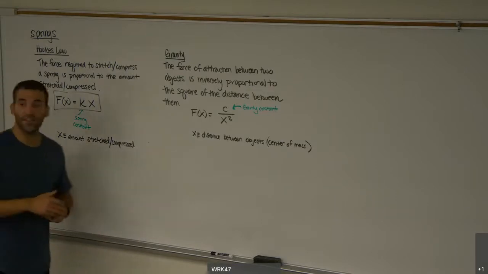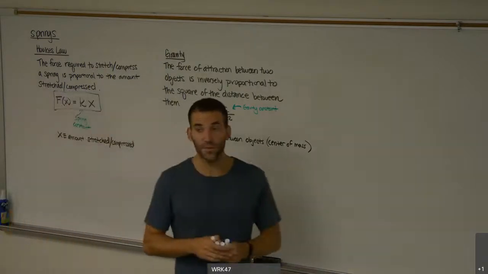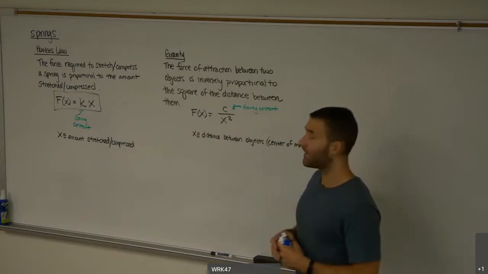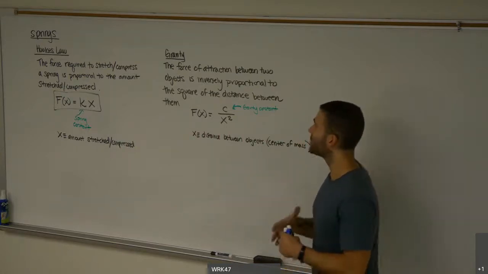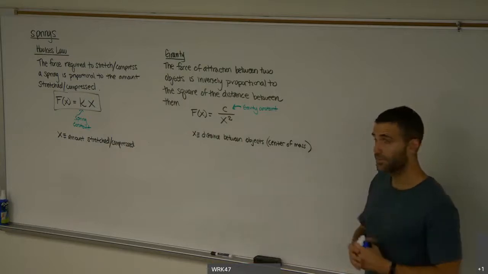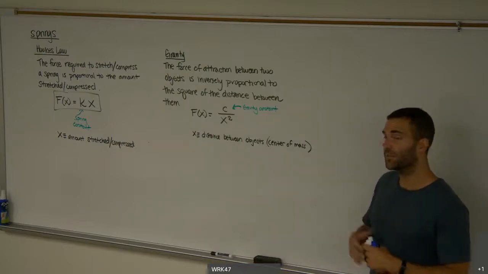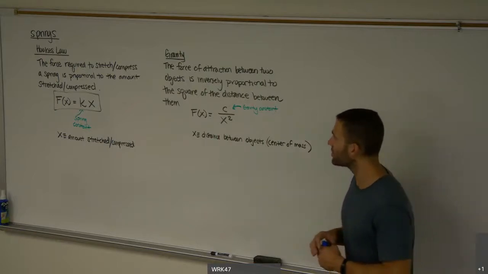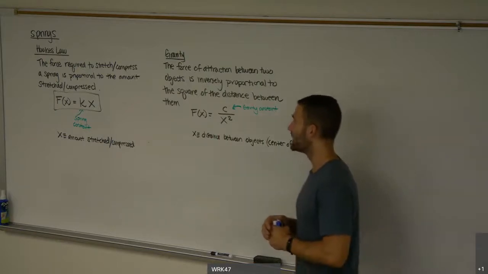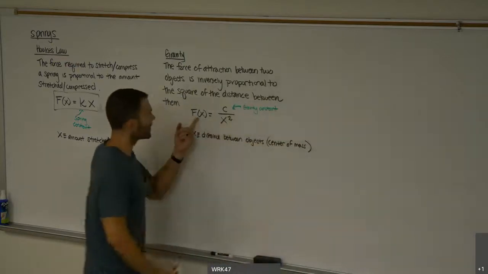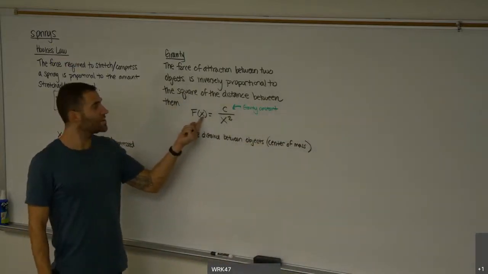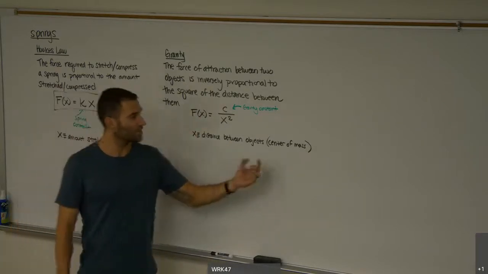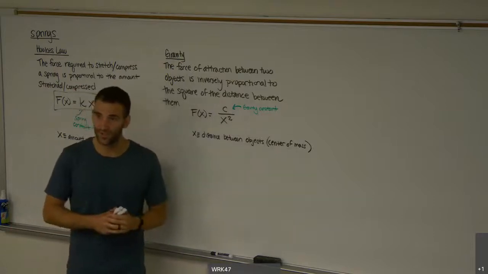In the same way, gravity is very similar, and has a nice force function attributed to it. Newton's law of gravitation says that the force of attraction between two objects, the force of gravity, is inversely proportional. Now, that's not necessarily the best word to use, but we'll use it. Inversely proportional to the square of the distance between them. And so the force of attraction or gravity depends on the distance between them. So x is the distance between the objects, and it's important to understand that it's the distance between their centers.